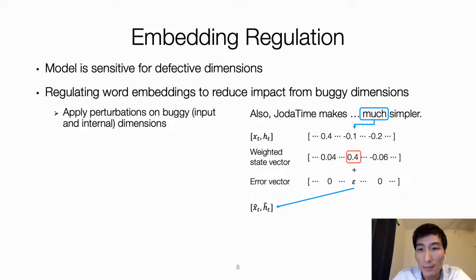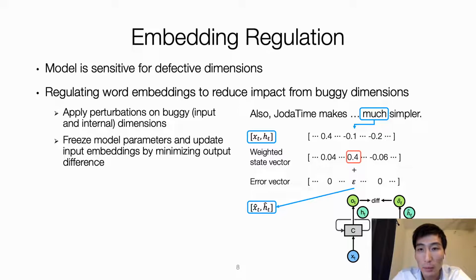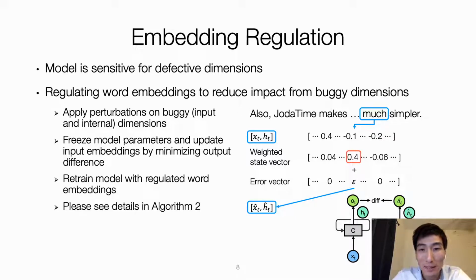Now, we have an original state vector and a perturbed version. Different from the traditional training procedure, we freeze model parameters. We use the output difference from the two sets of state vectors to regulate embeddings. Finally, we retrain the model using regulated word embeddings. Please find details in Algorithm 2 in our paper.